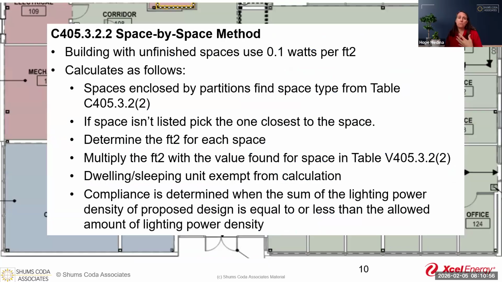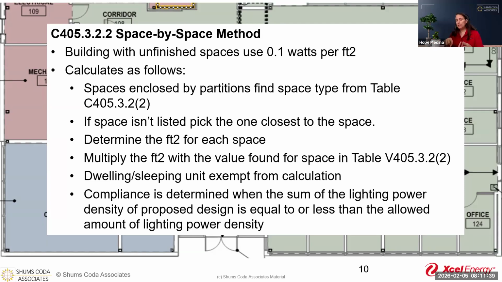Now, the second option is the space by space method. Remember that if you had unfinished space, this is the method you were going to use. The first thing it tells us is that when you have unfinished space, the amount of watts you get to use is 0.1 per square foot. Other than unfinished spaces, you're going to take each type of space and multiply it by its own value. Instead of doing a one size fits all, you're going to dive into it, and it's a lot more detailed.